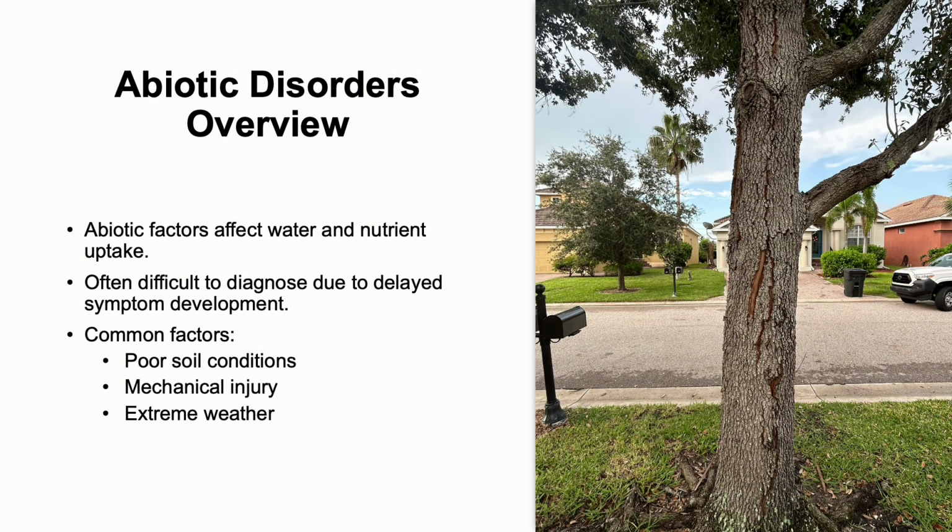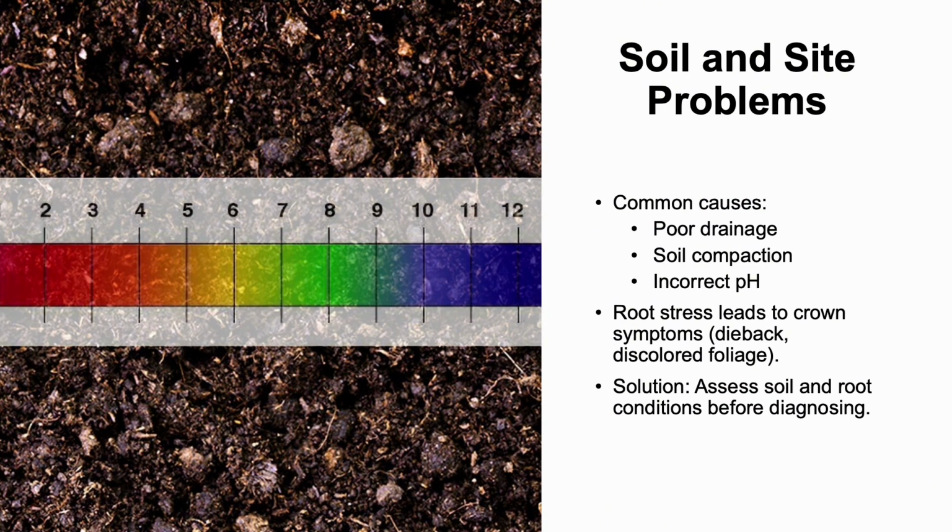Common factors include poor soil conditions, mechanical injury, and extreme weather events. Poor drainage, soil compaction, or incorrect pH can be abiotic factors. These problems lead to crown symptoms such as dieback and discolored foliage. Assess soil and root conditions before diagnosing.